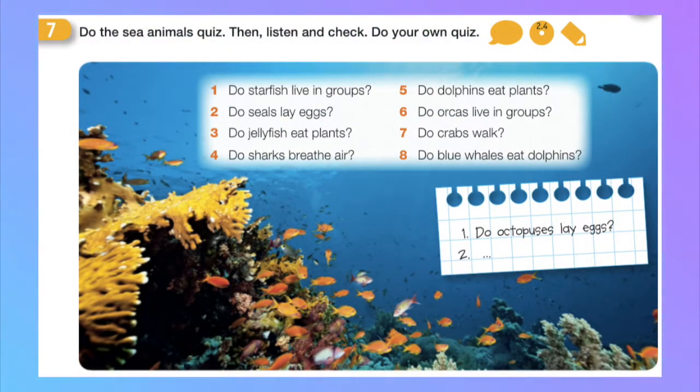Number 7. Do the sea animals quiz. Vamos a hacer este concurso de animales marinos. Then, después, listen and check. Después, escucha y comprueba. So, you have to write a tick or a cross. Tenemos que escribir un tick como arriba o un cross o una cruz, ¿de acuerdo? For example, do starfish live in groups? ¿Viven las estrellas de mar en grupos? What do you think? ¿Qué piensas? Pues venga, pon si es un tick, si crees que sí, o un cross si es que no. Y así hasta el 8. Ahora paramos el vídeo y después escuchamos las respuestas, ¿de acuerdo?